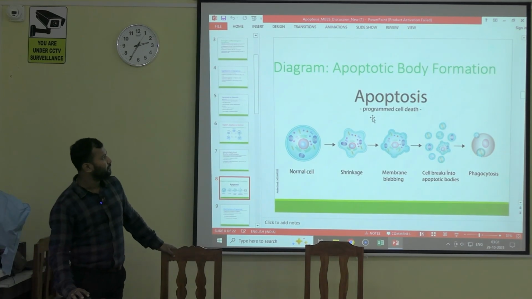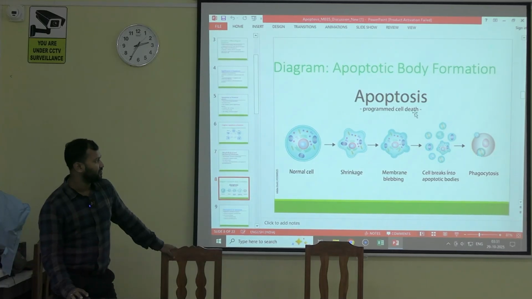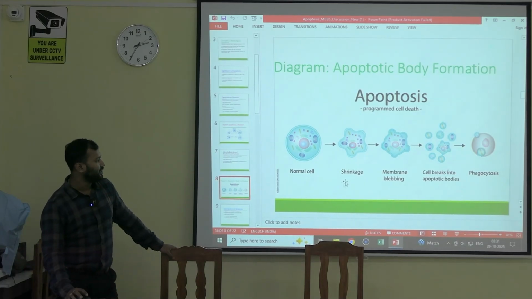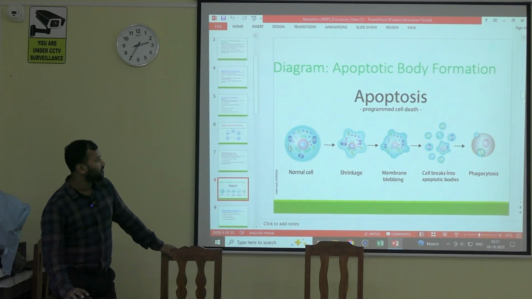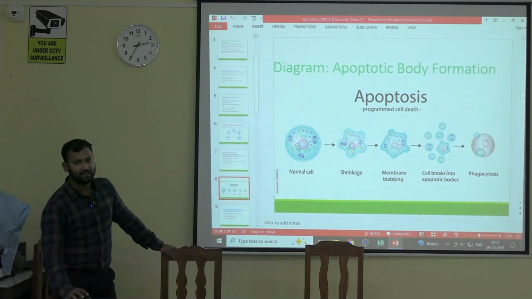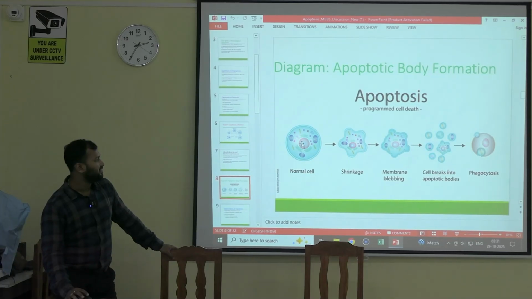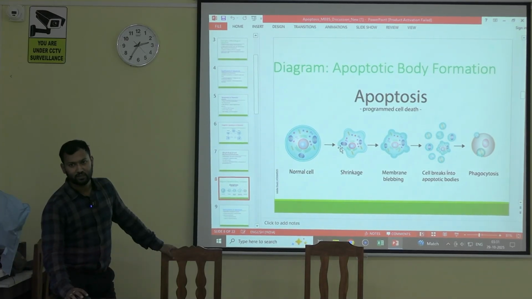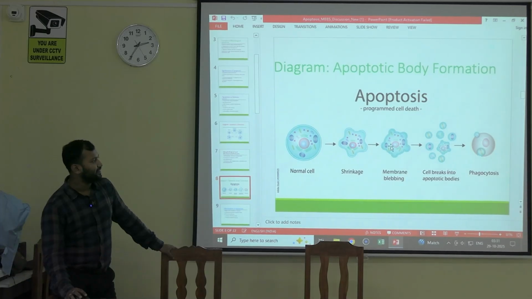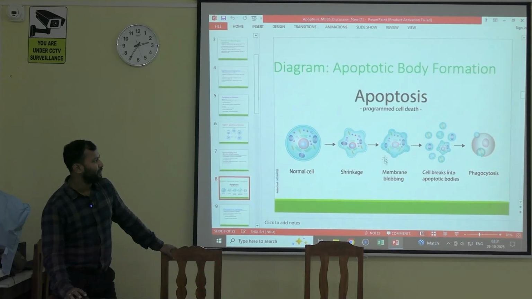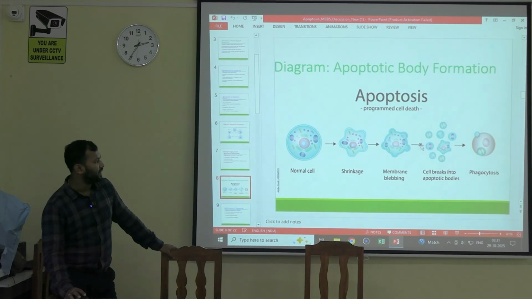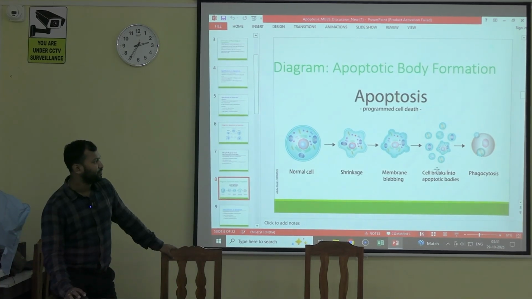Here is another picture showing apoptosis. Have a look at this picture. These are the normal organelles. This is the cytoplasm of the cell. This is the cell membrane. Here you can see the cell membrane has changed shape, and the cell has got significantly smaller, which is shrinkage. After that, the membrane is blebbing. Blebbing means the different organelles are getting packed into other structures like vacuoles. These are called apoptotic bodies.